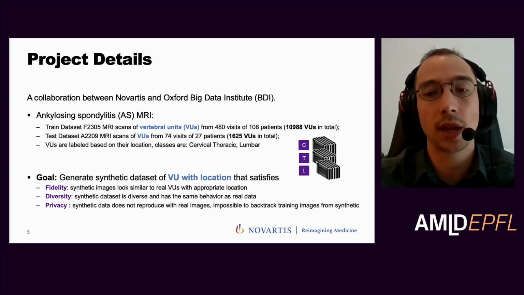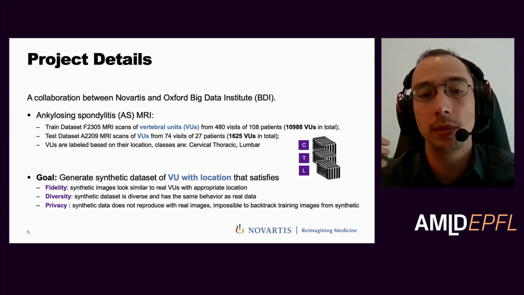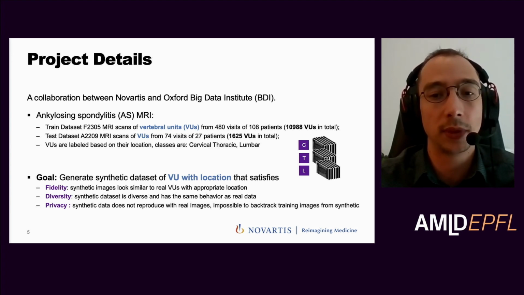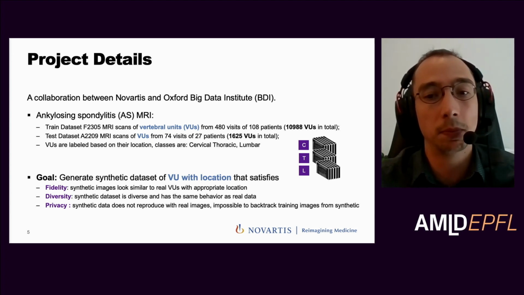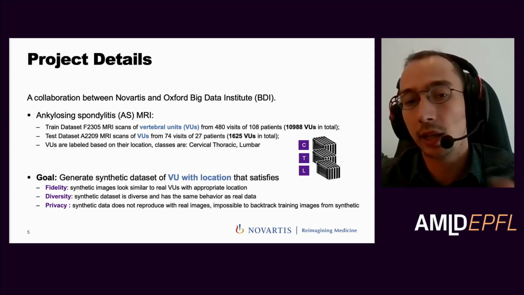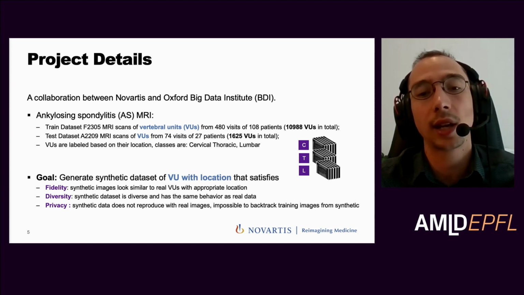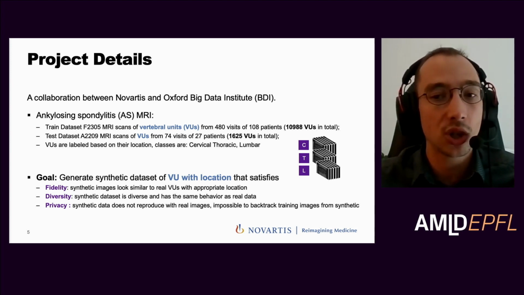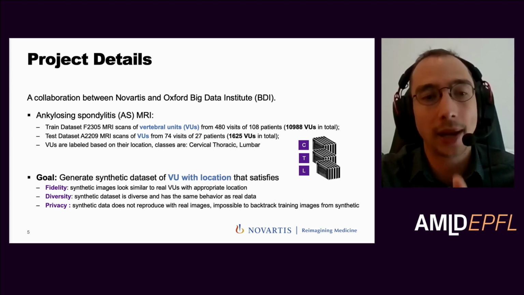First, fidelity, so that the images look realistic. Second, diversity: we want the data set to be diverse and share the same data set behavior as real data. And finally, privacy. We want the synthetic data to not reproduce any real image, and also that it's not possible to backtrack any training image by looking at the synthetic data.